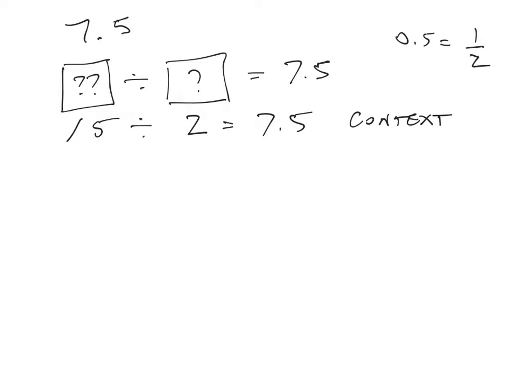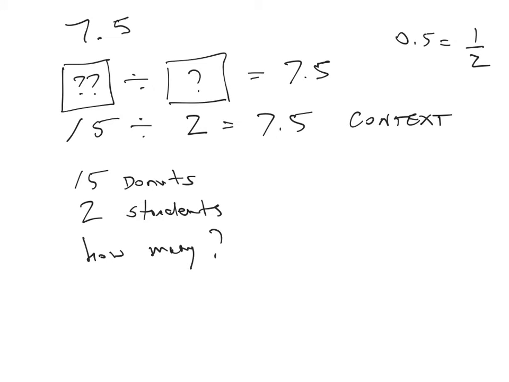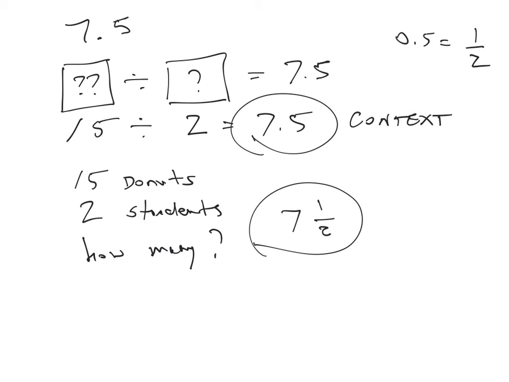So my question is actually going to be about donuts. There were 15 donuts. That's a lot of donuts. Do the math on calories there. And there were 2 students who were going to go on a donut eating binge. How many would they get each? Well, in this case, it would make sense to say 7.5 donuts. Either way, we can express our answer as the answer that was given.